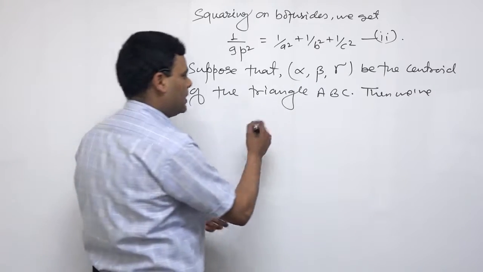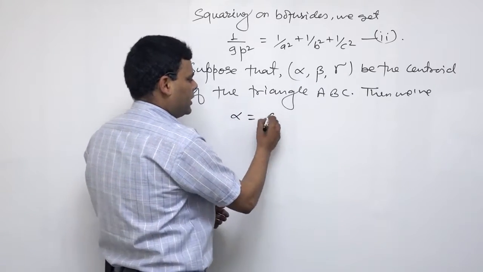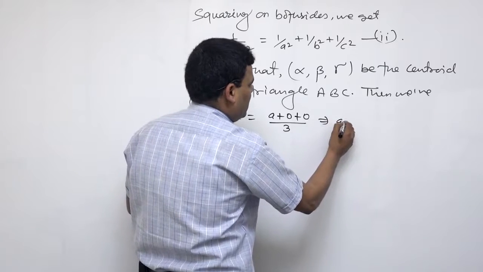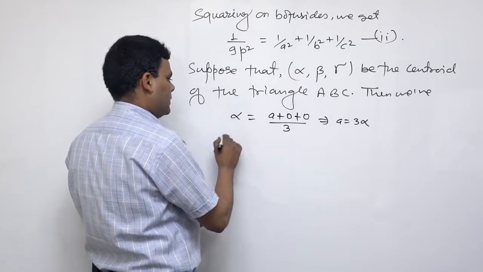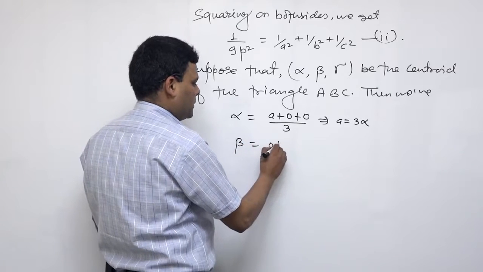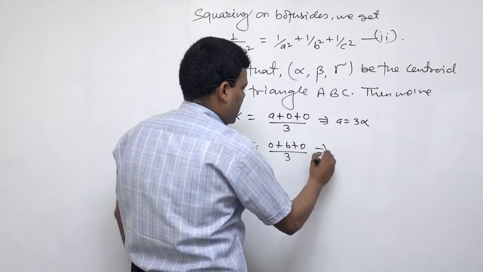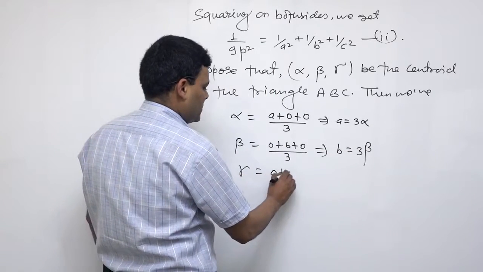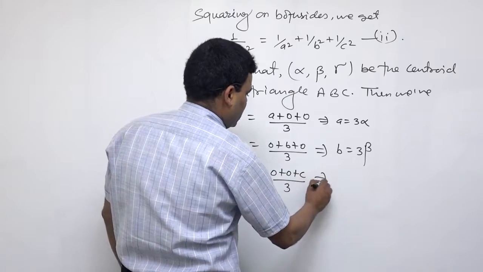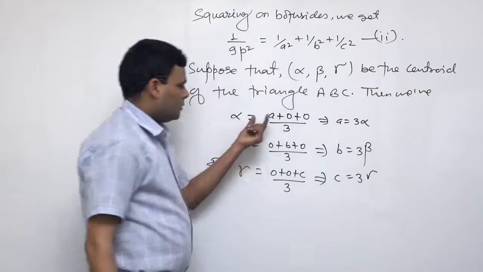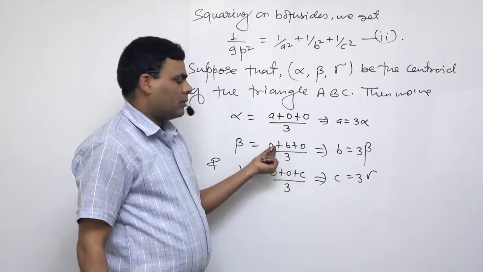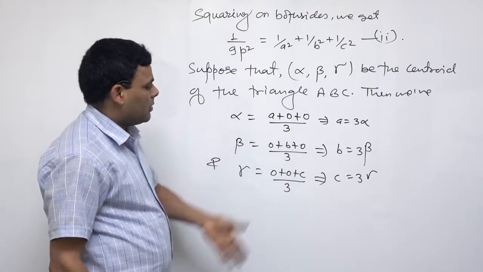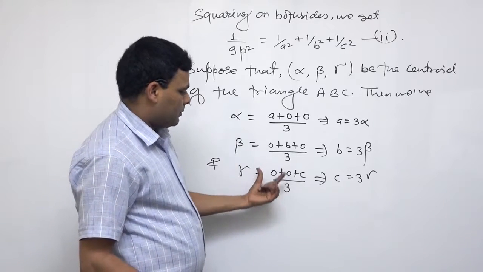Let us derive the relation from this. Then we have alpha equals a plus 0 plus 0 by 3. This implies a equals 3 alpha. Beta equals 0 plus b plus 0 by 3 implies b equals 3 beta, and gamma equals 0 plus 0 plus c upon 3 implies c equals 3 gamma. Here we use x1 plus x2 plus x3 by 3, y1 plus y2 plus y3 by 3, and z1 plus z2 plus z3 by 3. This is the formula for finding the centroid of the triangle ABC.